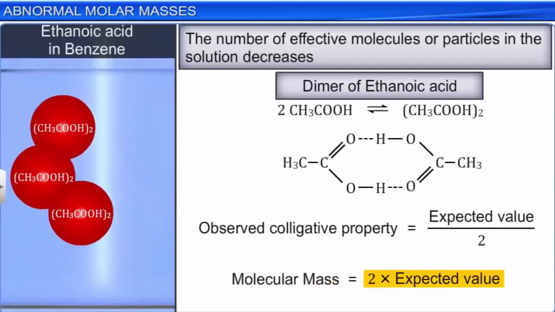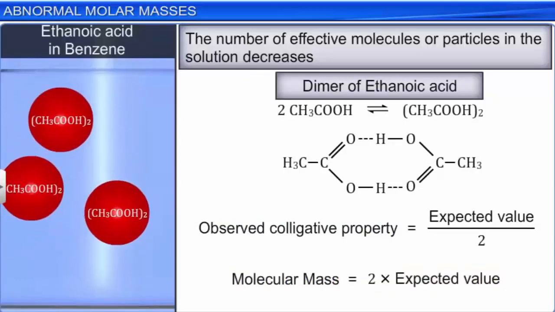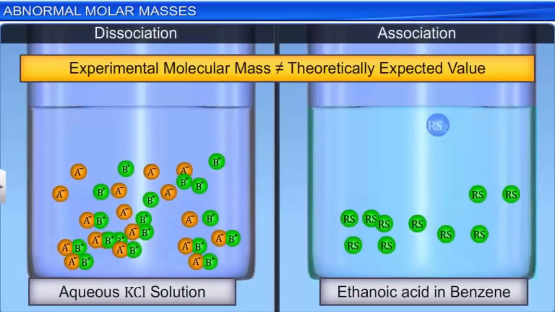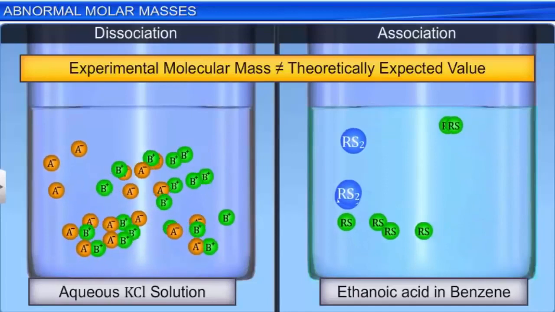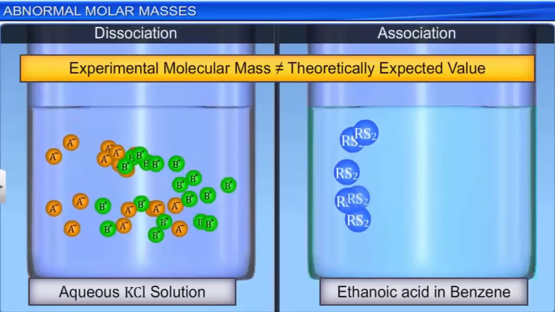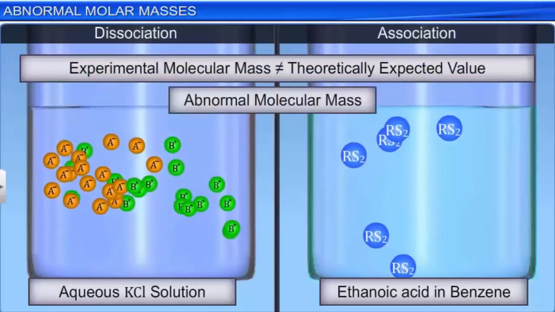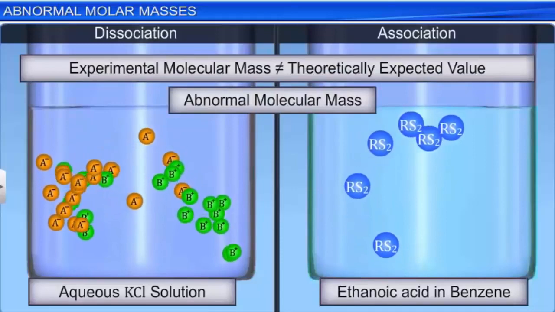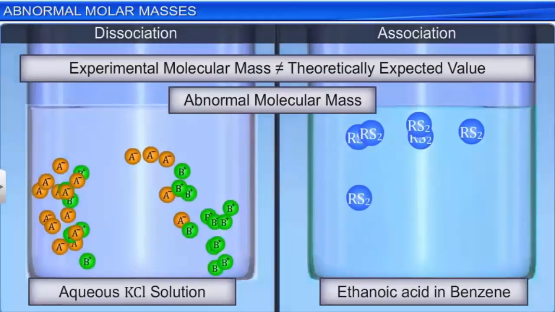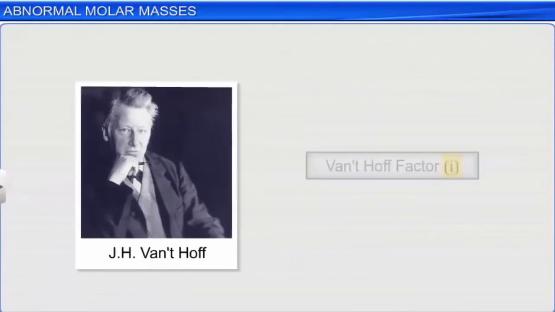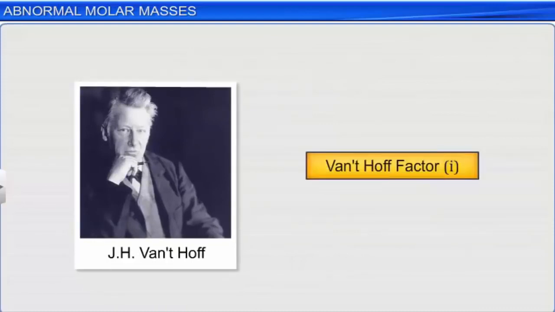When the molecular mass of a substance, as determined by studying any of the colligative properties, comes out to be different than the theoretically expected value, the substance is said to show abnormal molecular mass. In order to account for all such abnormalities, Dutch chemist J.H. van 't Hoff, in the year 1880, introduced a factor i, known as van 't Hoff's factor, which represents the extent of association or dissociation of a solute.